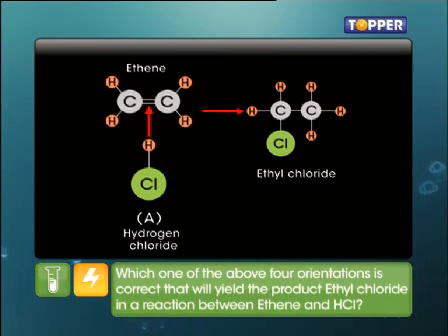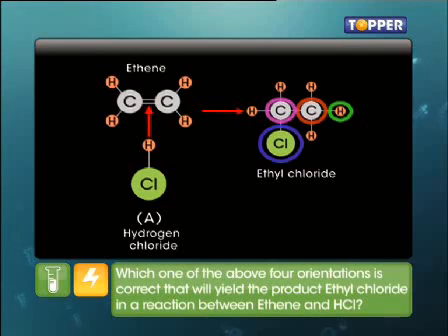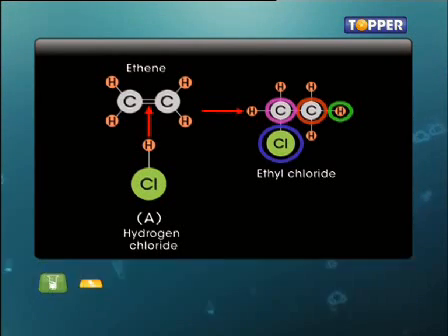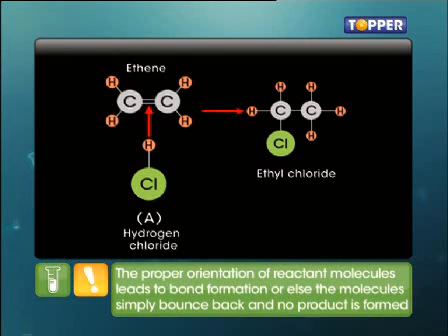As a result of the collision between the two molecules, the double bond between the two carbons is converted into a single bond. The hydrogen atom gets attached to one of the carbons and the chlorine atom to the other. This can only happen if the hydrogen end of the HCl bond approaches the carbon-carbon double bond. Any other collision between the two molecules doesn't work. The two simply bounce off each other and the reaction does not take place.